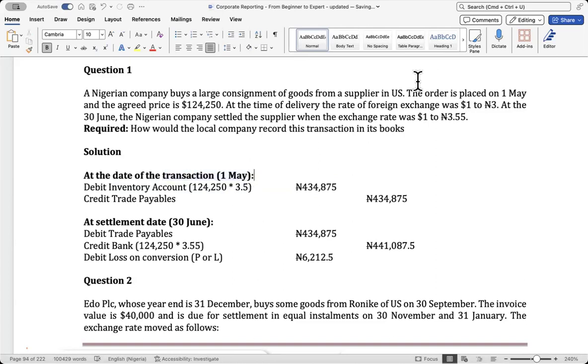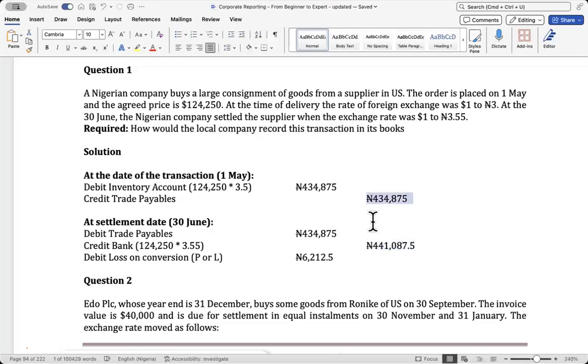But apparently we did not settle at that date. We settled much later, which is June. So we settled when the exchange rate was, I just changed it, $1 to 3 naira 55 kobo. So at that date, that means what we are going to be paying is 124,000. By the time we multiply by this, we'll have to go and look for 441,000 naira, as against when we translated it at the beginning, it was 434,000.